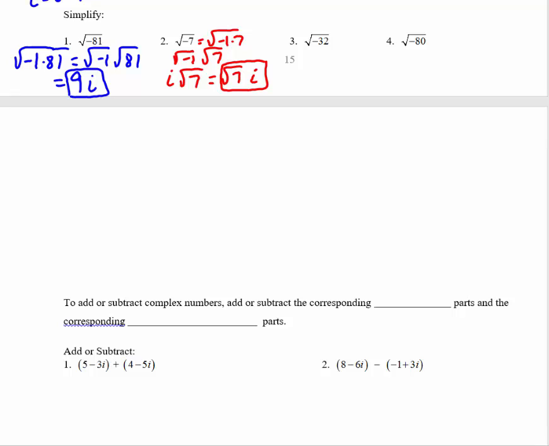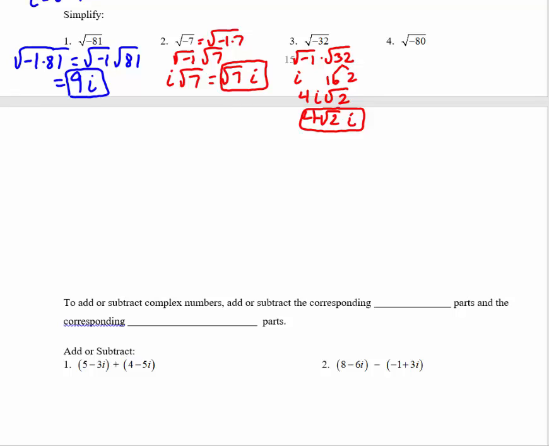So number 3, square root of -32. Well, we see it as the square root of -1 times the square root of 32. The square root of -1 is i. And what's the square root of 32? Well, 32 is 16 times 2, and we know the square root of 16 is 4. So we end up with 4i square root of 2. Again, if you want to write the i at the end, that's great, but just make sure you don't put it under the radical. So the answer would be 4 square root of 2 i.